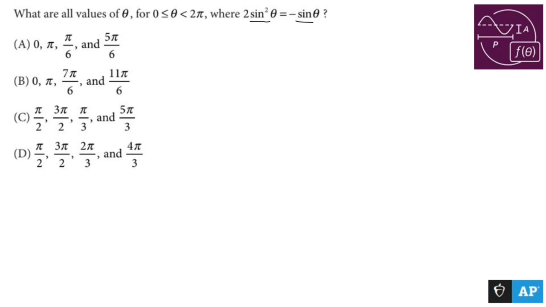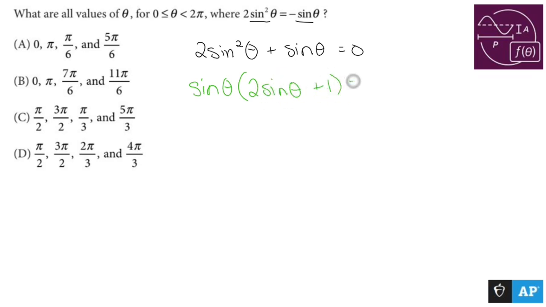All right, what I'm going to do is add sine theta to both sides. So 2 sine squared theta plus sine theta equals 0. Now what I have is a sine in common with both, so let's factor out the sine. Factor out sine theta. That leaves me with 2 sine theta plus 1 equals 0.